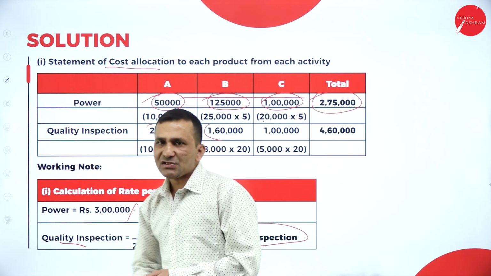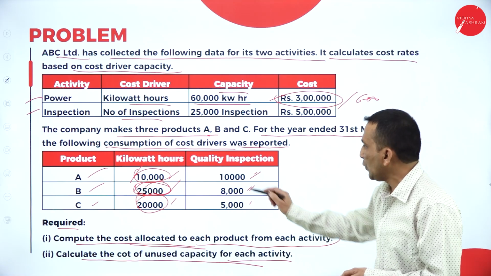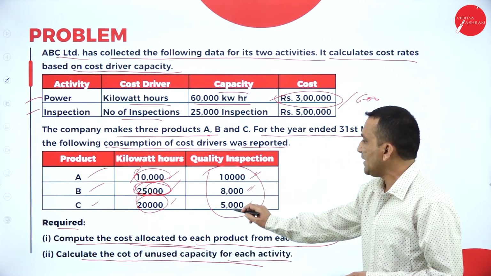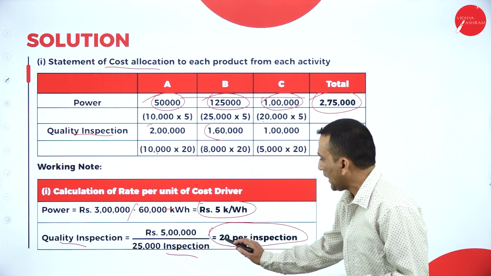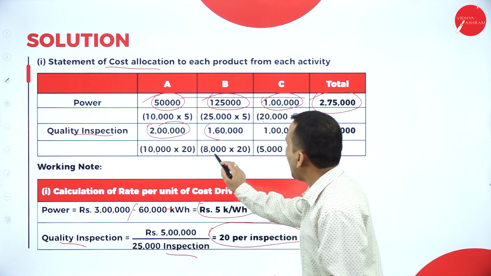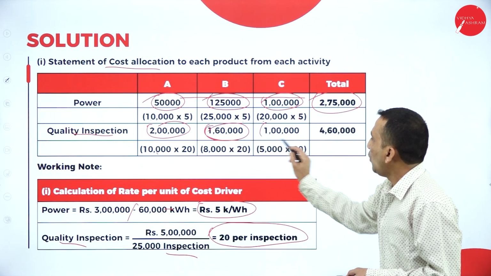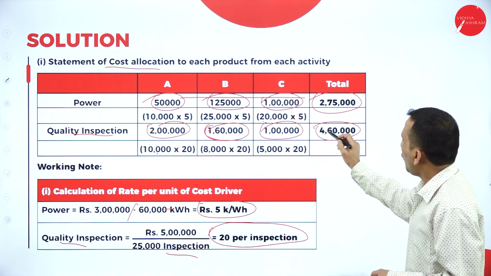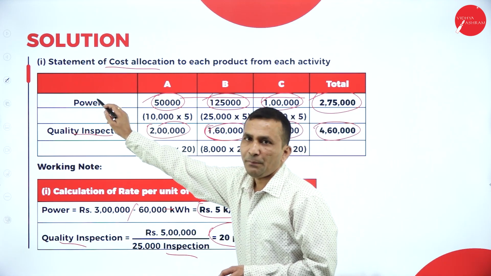Now moving to the next activity, quality inspection. When you are referring to quality inspection, you need to refer to this information: 10,000, 8,000, 5,000. So 10,000 into the rate we just calculated, 20, is 2 lakhs. Again 8,000 into 20 is 1 lakh 60,000. 5,000 into 20, we get 1 lakh. So the horizontal total is 4 lakh 60,000. That is 4 lakh 60,000 from quality inspection and 2 lakh 75,000 from the power activity.